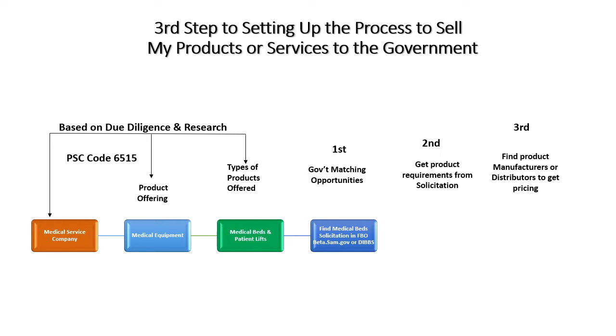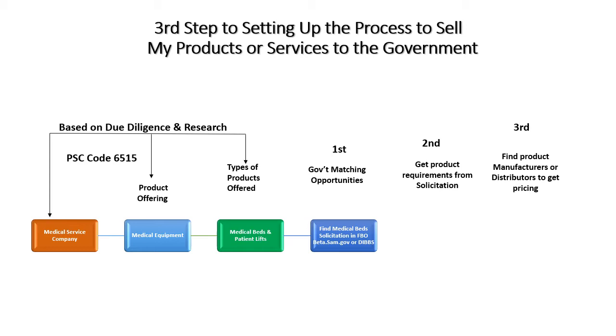So as you can see right here, I used my PSC code 6515, medical products and services, and I decided to focus on medical products to give you an example of the things you need to do and how you need to follow this path. So I decided that I wanted to do medical beds and lifts under my service code 6515. The first thing I'm going to do is I'm going to go to fbo.gov or FedConnect or DIBS and find an opportunity looking for medical beds and patient lifts. These are opportunities that would match to my exact product.